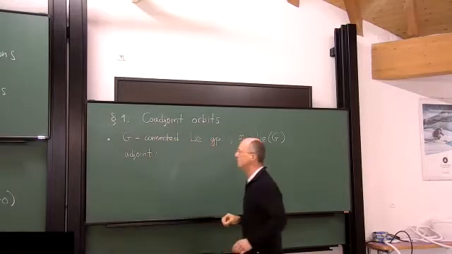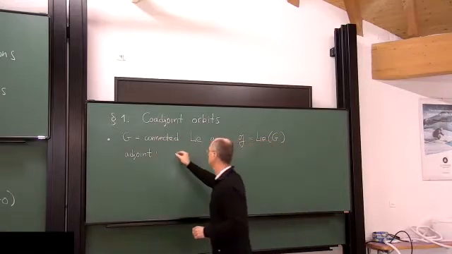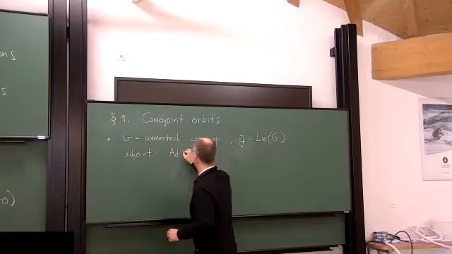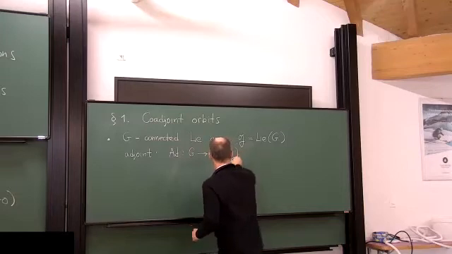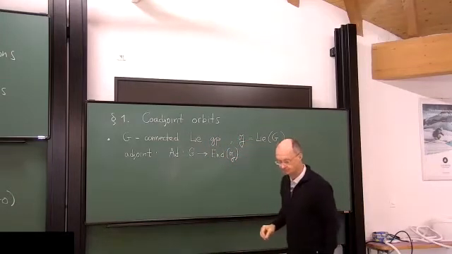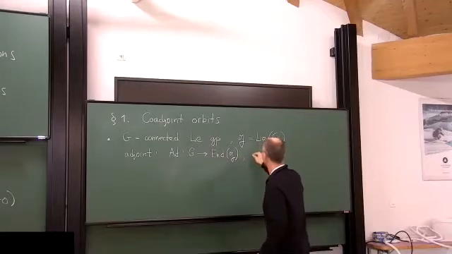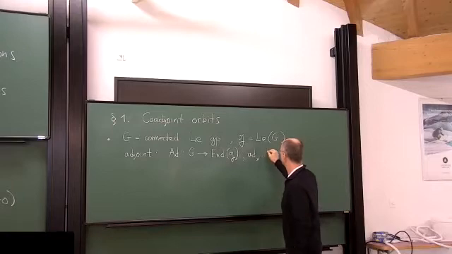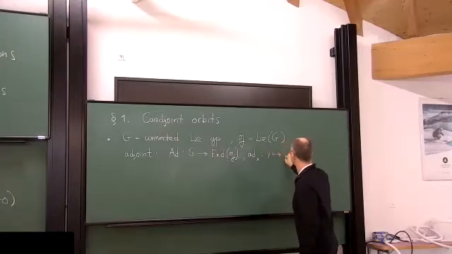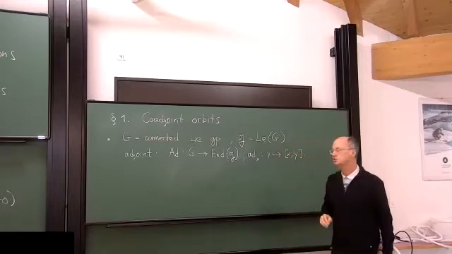Let me recall that the Lie algebra comes equipped with the adjoint representation of G. So capital Ad, it's a map from G to endomorphisms of small g. And the Lie algebra comes also equipped with the adjoint representation on the same space. And here let me write a formula for the adjoint representation. That's just the Lie bracket.